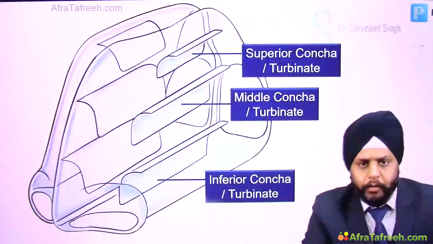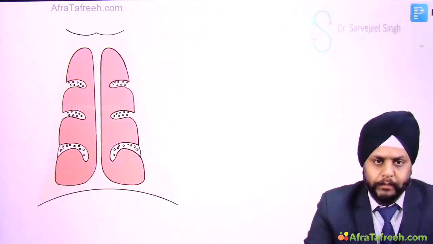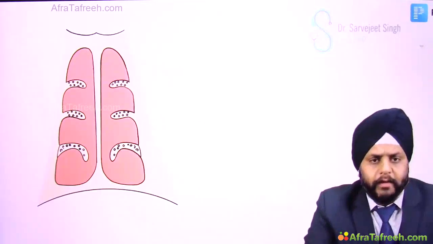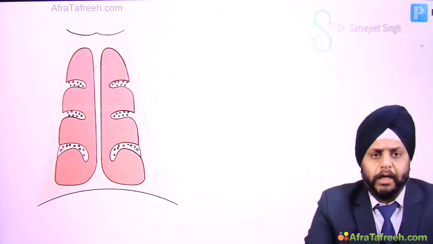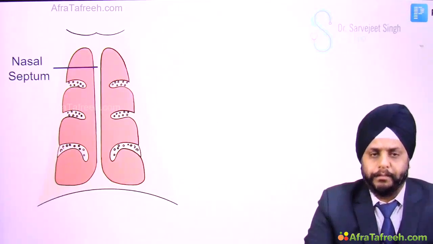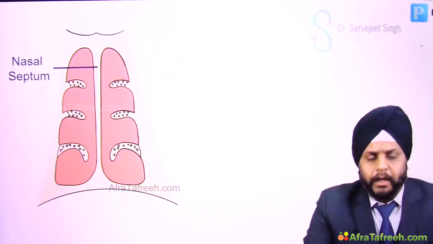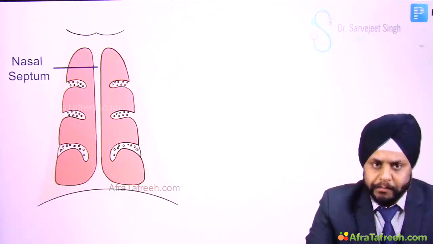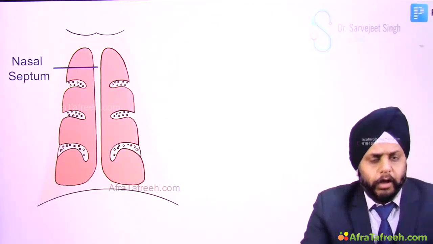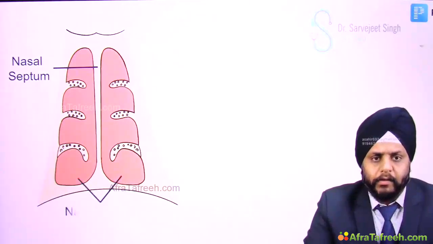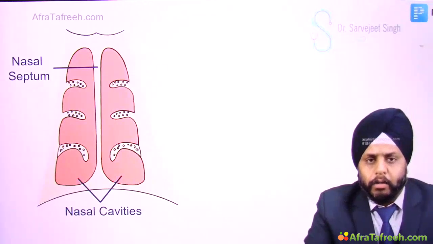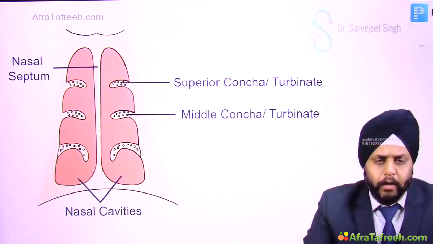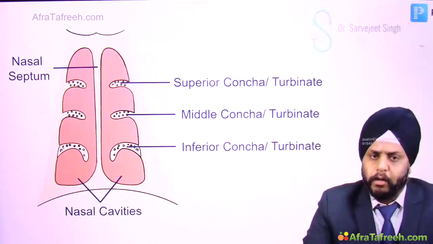Let's look at another view of this nasal cavity. So what do we have over here? We have a coronal cross-section of the nasal cavity, and we can see right in the center is the nasal septum. That is the medial wall. If you look at the lateral wall, you can see three flap-like structures. I've already told you that these are concha or turbinate. So we have the superior turbinate or concha, middle turbinate or middle concha, inferior turbinate or inferior concha.